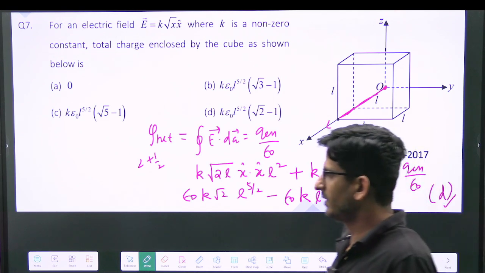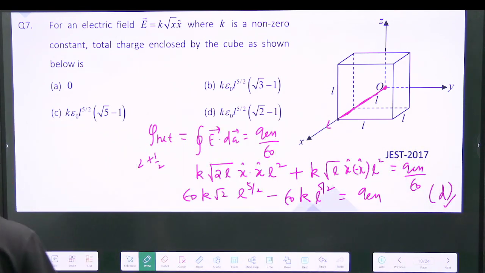Understood? So even though it is very simple, you have to be very, very careful, okay?